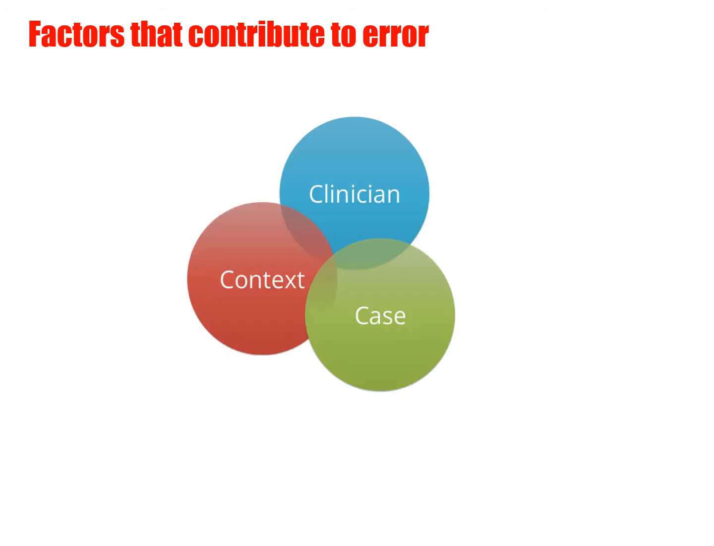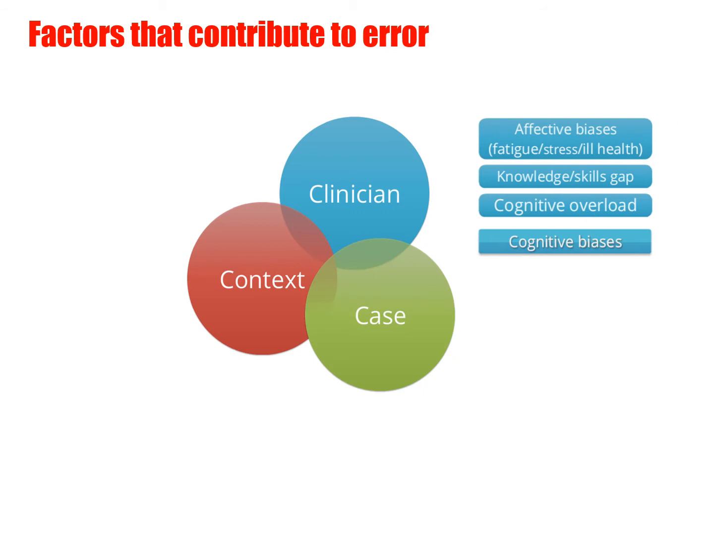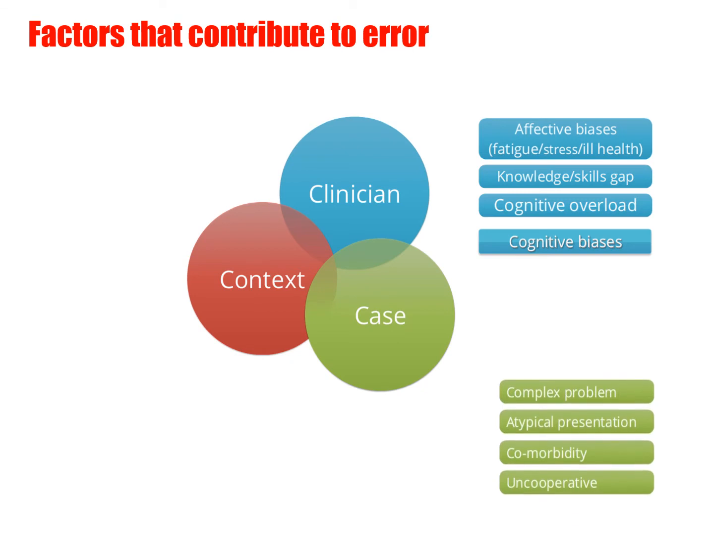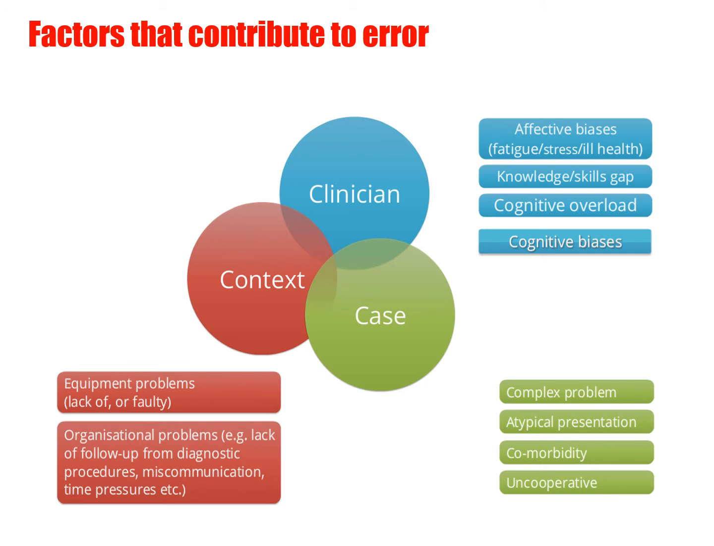Factors that contribute to error. Let's look at the 3 C's: clinician, case, and context. And these can occur in isolation, or they can all converge together and overlap. We've talked a bit about how the clinician might be feeling, about their knowledge, but also they might be overloaded that day. We'll talk a bit more about cognitive biases shortly. The case, the patient, could be someone with a really complex problem or an atypical presentation or multiple comorbidities, someone who is uncooperative because they're confused or imbibed alcohol. And we've also talked about the issues with the context, organisational issues or faulty equipment.